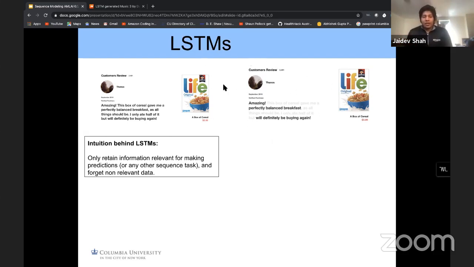If you did this using a plain RNN, it will only be able to take into account the last couple words. In this case, it might not be an issue, but if the last couple words are just neutral words, it won't be able to take into consideration the fact that it's amazing and perfectly balanced breakfast a couple sentences ago.